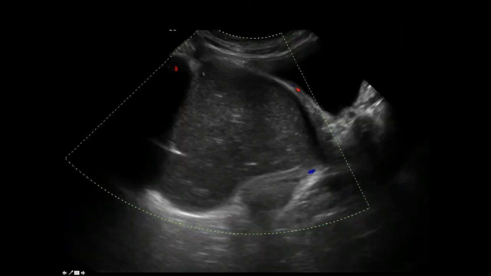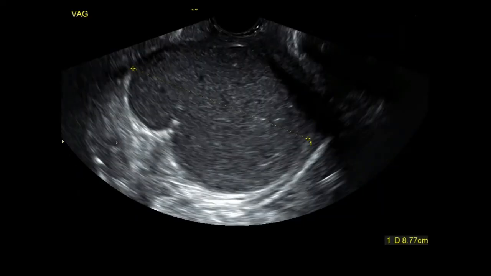Okay, now here's a big mass. This sort of looks, well, it's sort of solid. Again, doesn't have any color in it. Certainly not completely cystic. Let's just see closer to it as we look at the texture of it. You can see it's pretty big. It's 8, almost 9 centimeters. It's homogeneous.